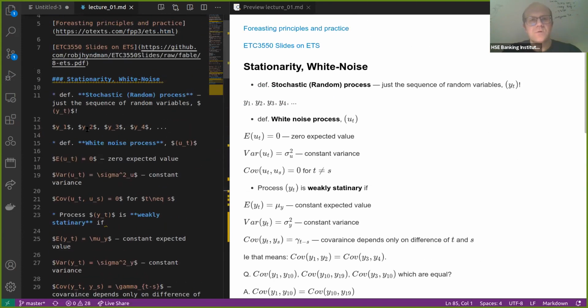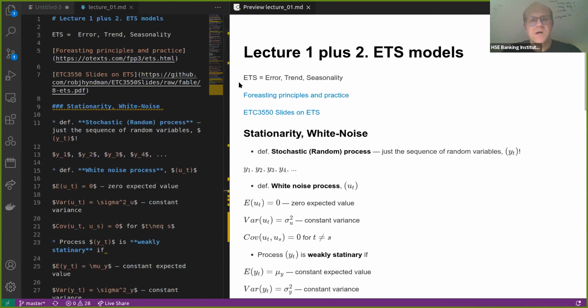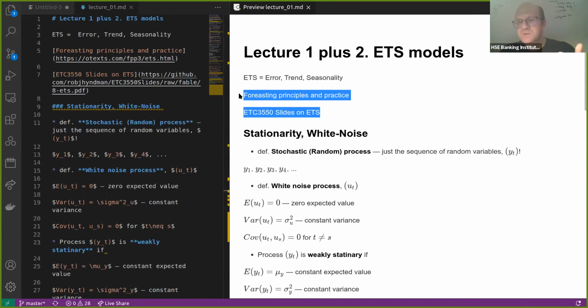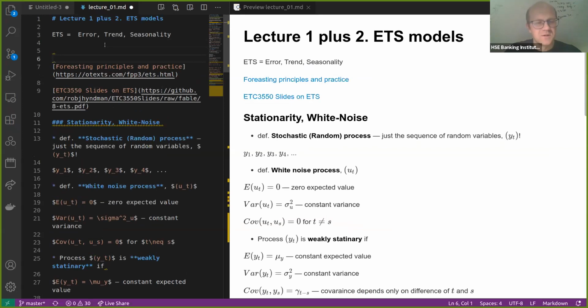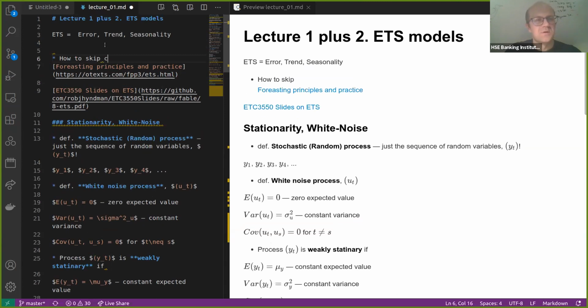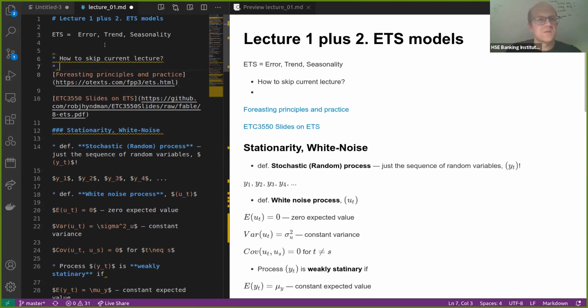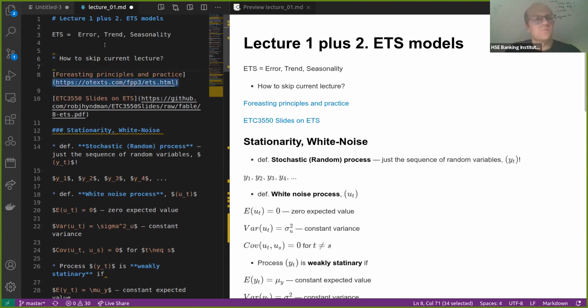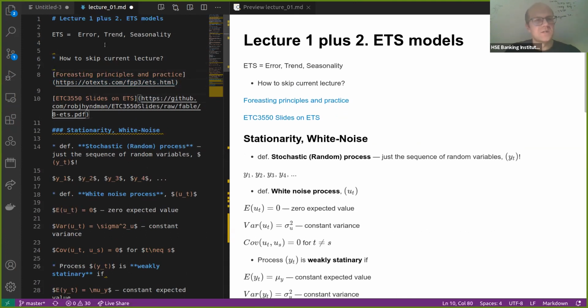The first question is how to avoid the current lecture, how to skip the current lecture. Yeah, the first question we have answered is how to skip the current lecture. So you just read this chapter on ETS models in a book, and these slides, if you like to just skip them, that's okay.